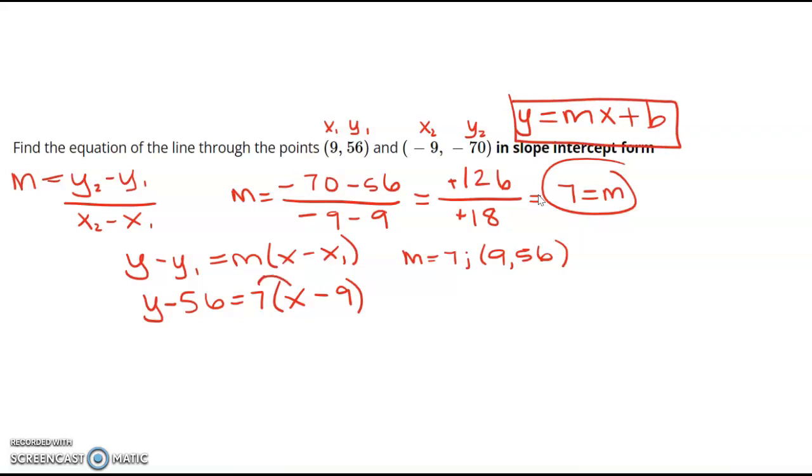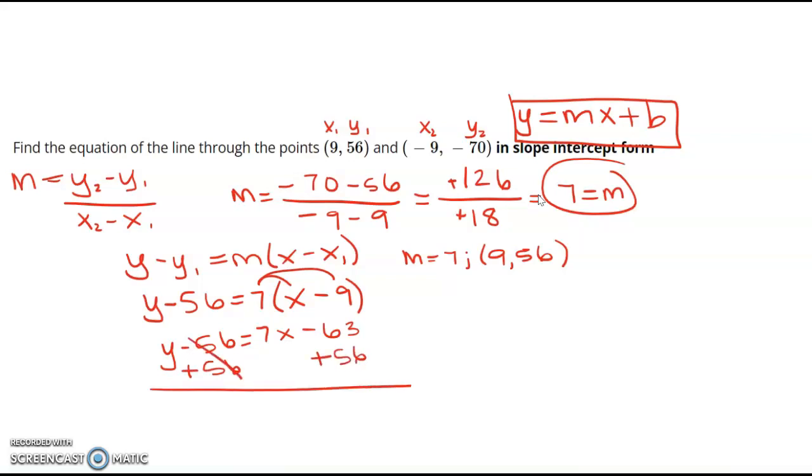So let's distribute the 7 in. We'll get 7x, 7 times 9 is 63, so minus 63. We still have y minus 56. We want to isolate the y, so add 56 to both sides. So we get y equals 7x. Now in this one, we're down 63, and we're going to come up 56. So we'll be at 7. Now it'll be a negative 7 because of the 63.